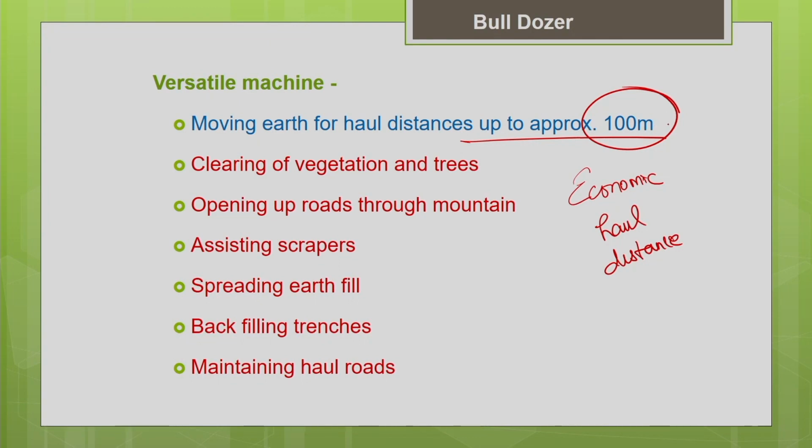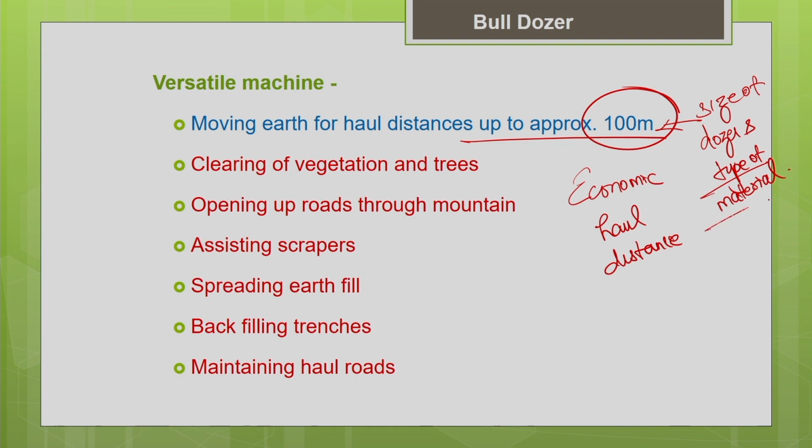The actual distance will depend on the size of your machine, the size of your dozer, and the type of material which the bulldozer is going to push. If you are going for a bigger tractor, a bigger bulldozer, the economic haul distance may be slightly higher than this. Greater the dozer, the economic haul distance will increase.